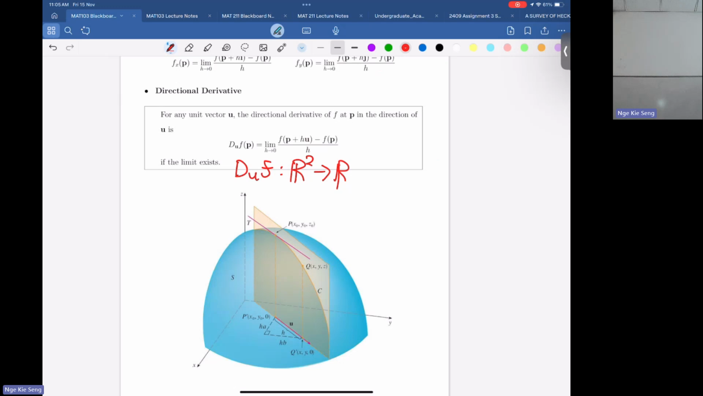R^n to R, yes, that's right. If you consider higher dimension, you can go from R^n to R. Right, go from R^n to R, yes. That's right.